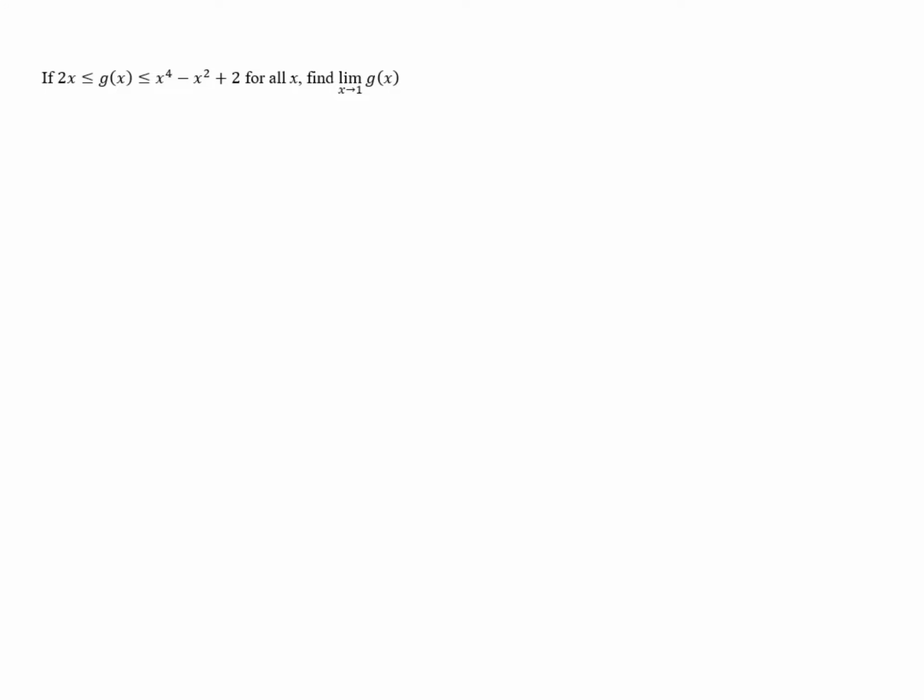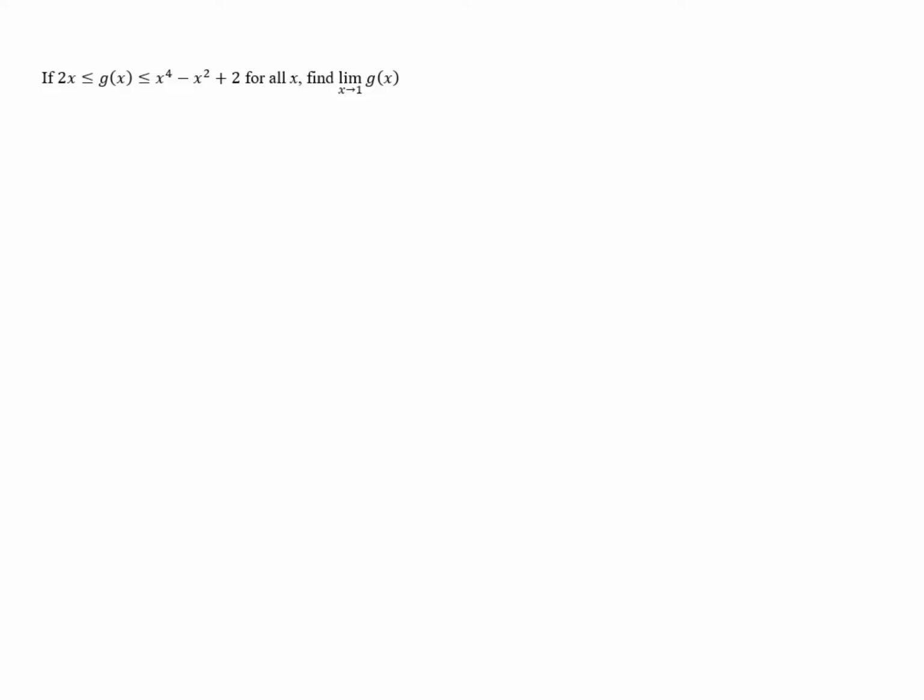If 2x is less than or equal to g of x, which is less than or equal to x to the fourth minus x squared plus 2 for all x, find the limit as x approaches 1 of g of x. So it looks like the squeeze theorem might be applicable here because we have our function squeezed between two other functions. And this is true for all real numbers, so it's always squeezed in between.